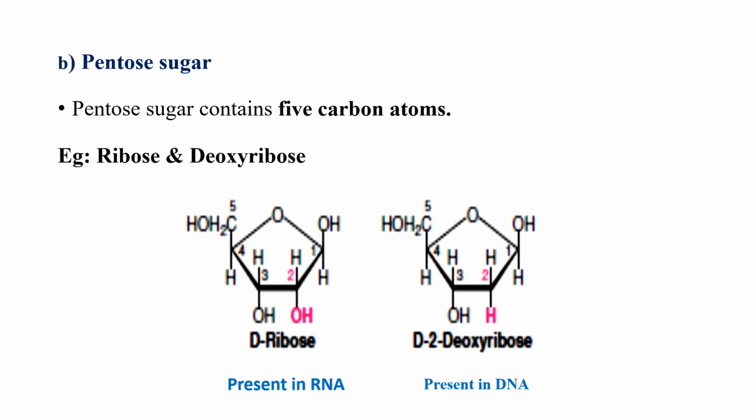One is the pentose sugar. Pentose sugars contain 5 carbon atoms. Examples for pentose sugar include ribose and deoxyribose sugars, whereas ribose sugar is present in RNA and deoxyribose sugar is present in DNA.